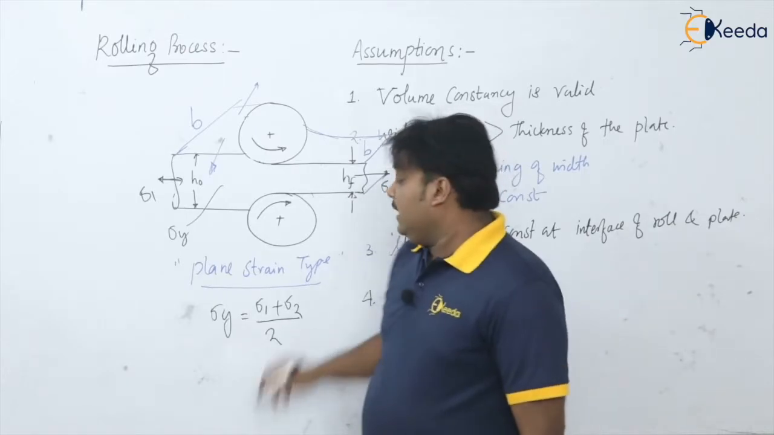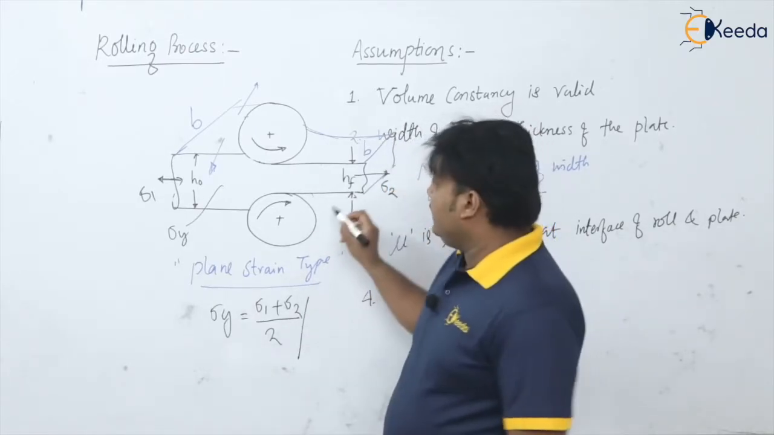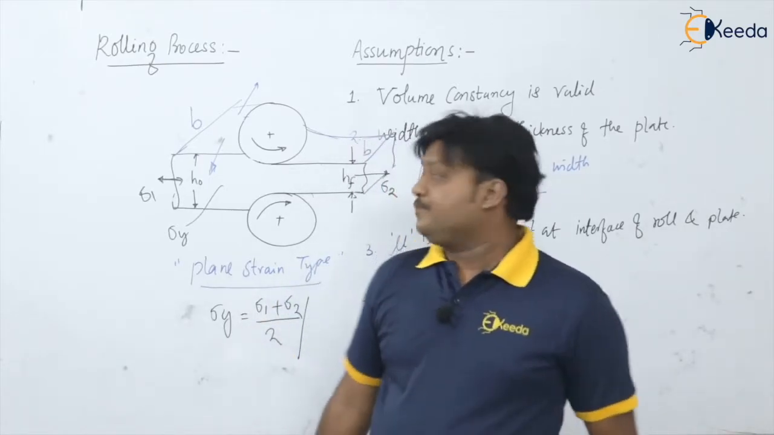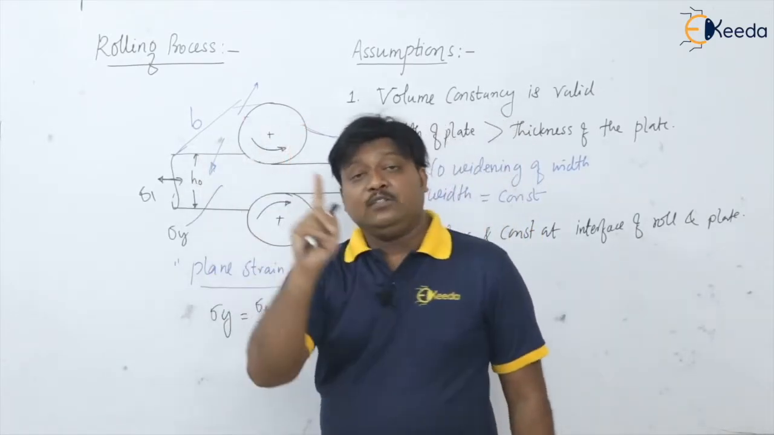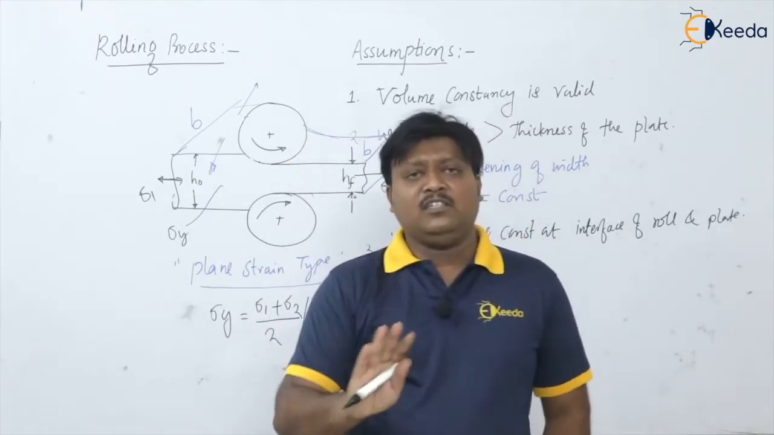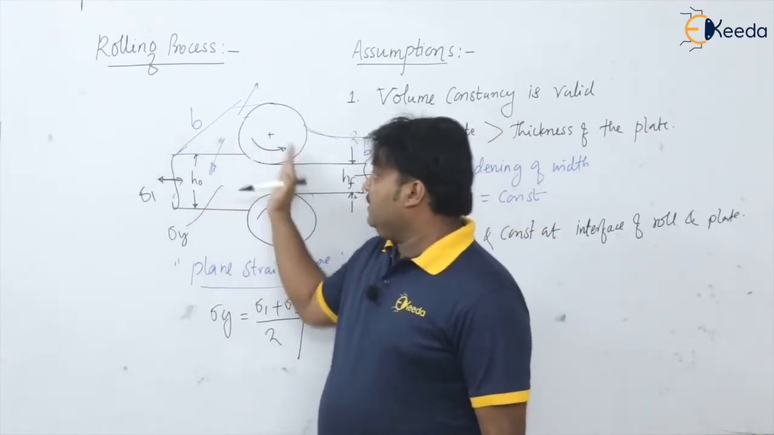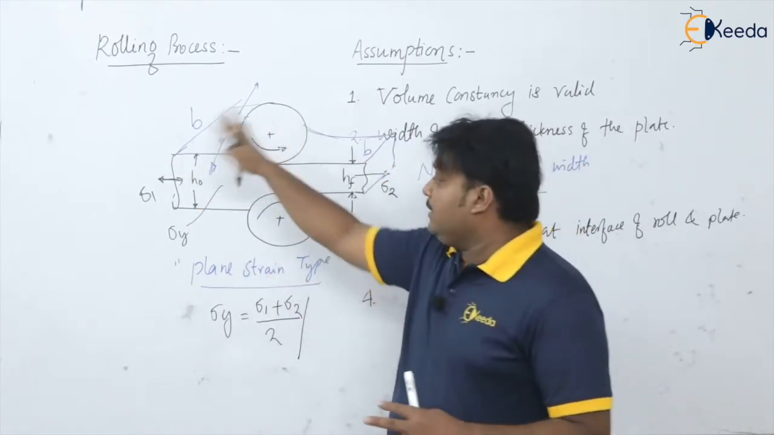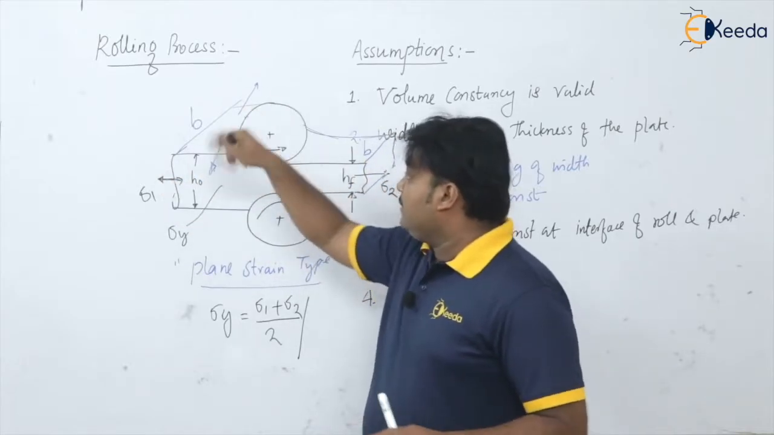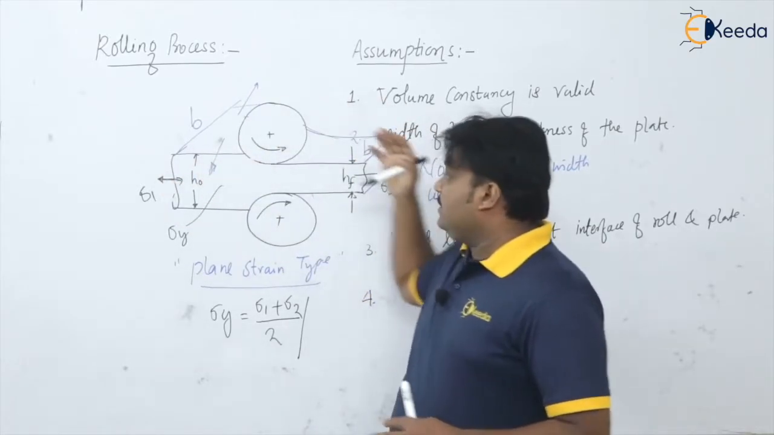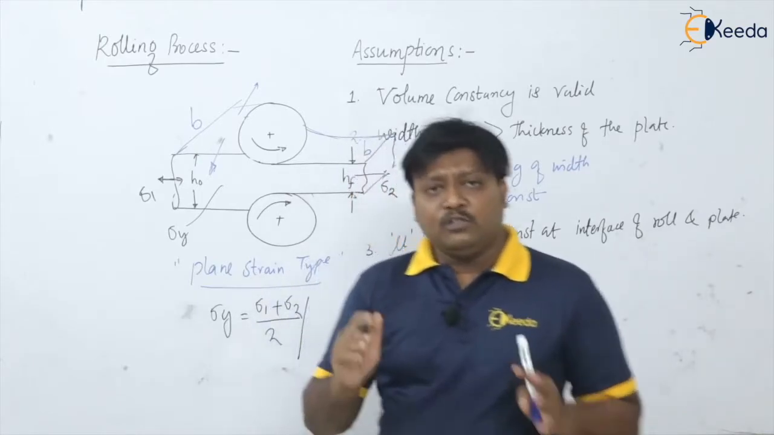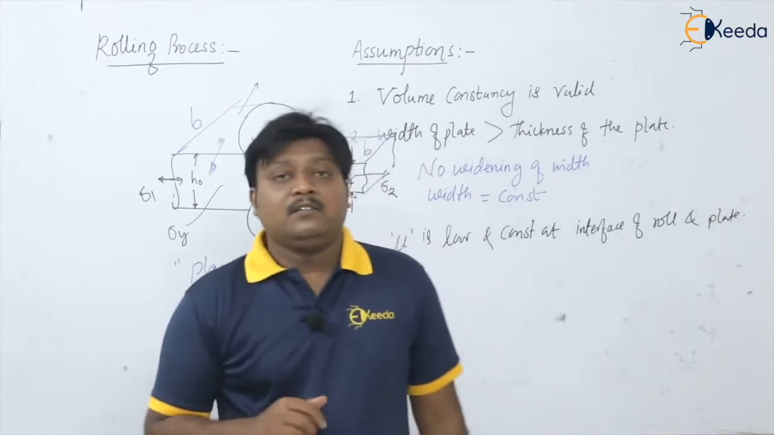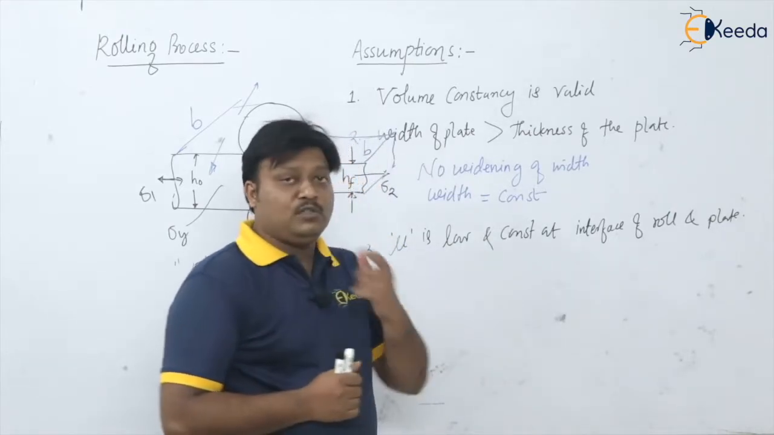Please remember, if the condition is such that the front and back tensions are given, sigma y is still going to be the same constant throughout the operation: before the deformation, after the deformation, at the front or back, at the initial stage or at the final stage, it will be the same. So these are the assumptions which we have to make before seeing the rolling process in detail.